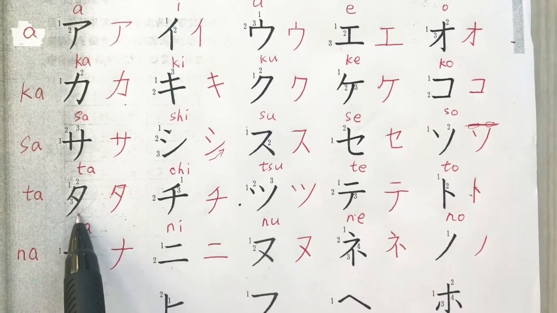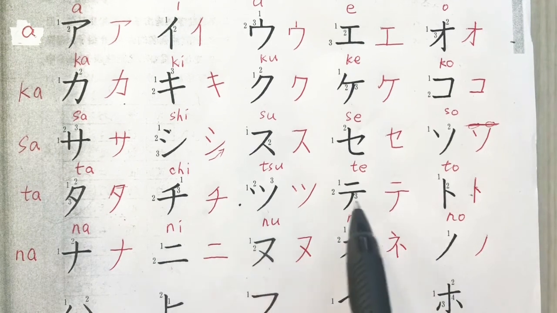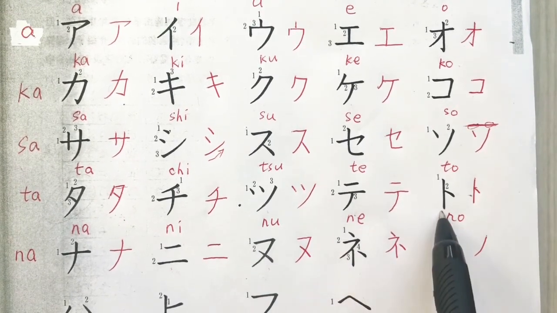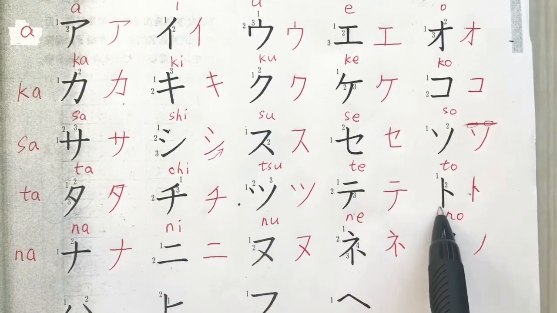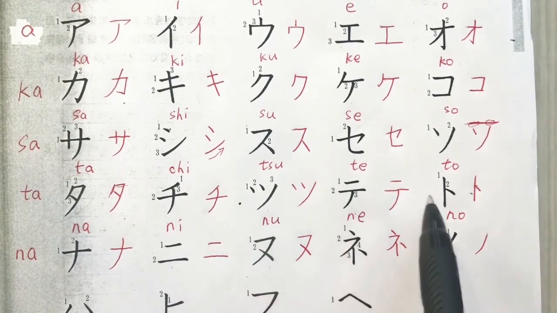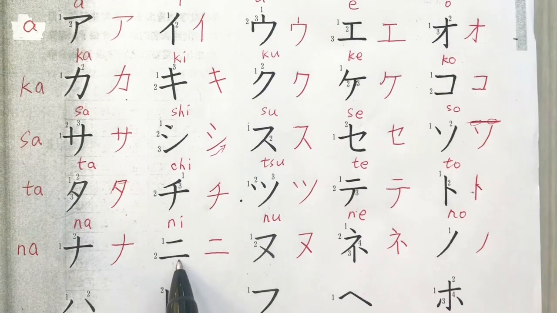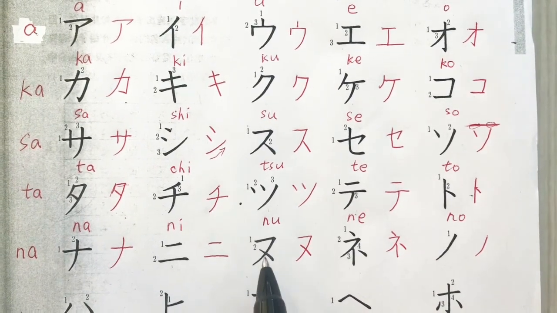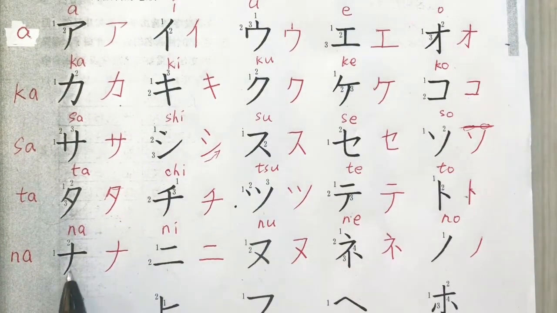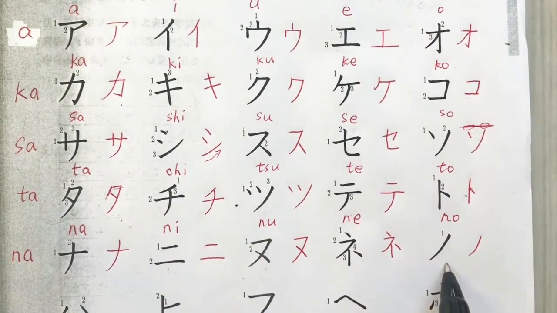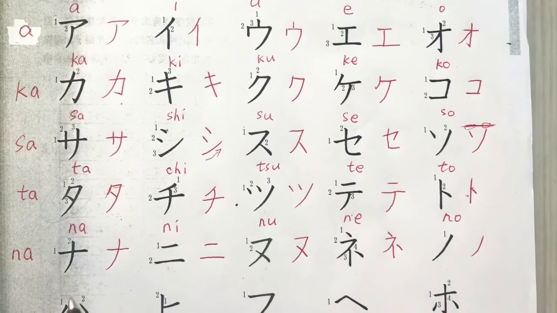Ta, chi, tsu, te, to. Na, ni, nu, ne, no. Okay, this is all the first 25 katakana.